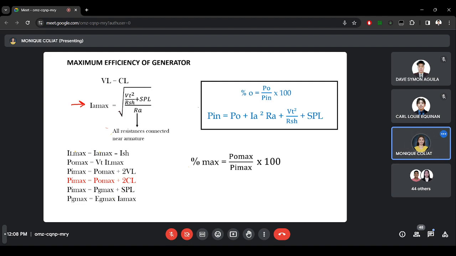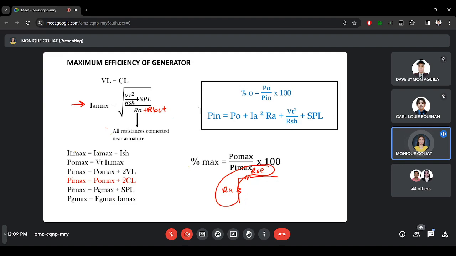Okay, after getting the IA max, get the IL max. IL max is equals to IA max minus ISH. ISH is constant because saan galing siya? VT over RSH, di ba? So, it's just the same like in the normal situation. So, PO max is equals to VT times IL max.